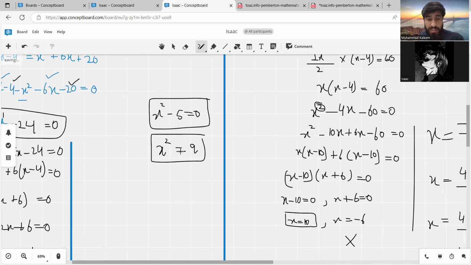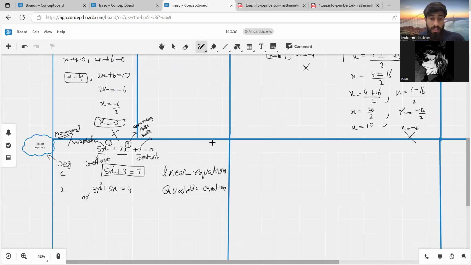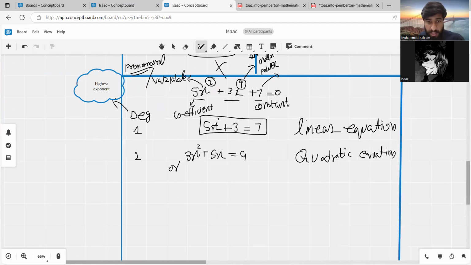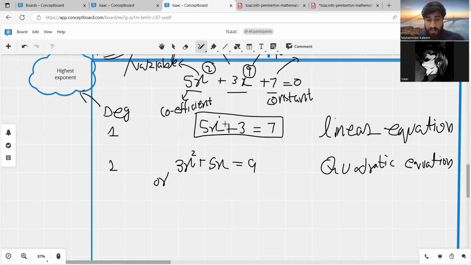Why? Because what's the highest exponent? 2. Highest exponent means the degree of the variable is 2. So if it is 2, then it will be a quadratic equation. If it's 1, you can see here, the highest exponent is 1. We don't have x square.